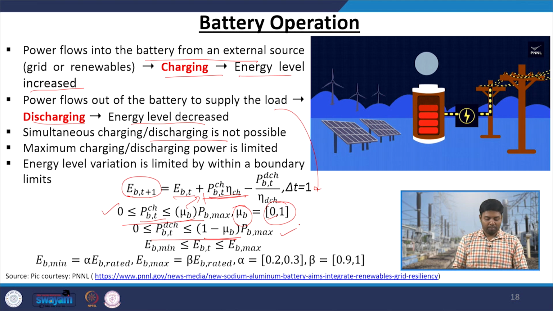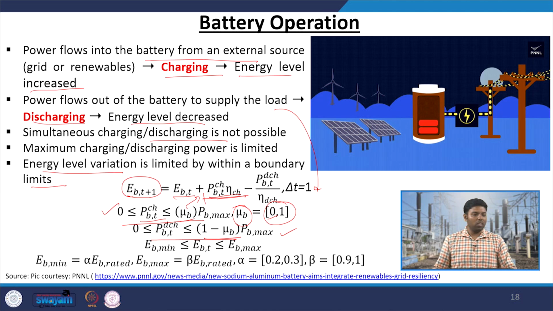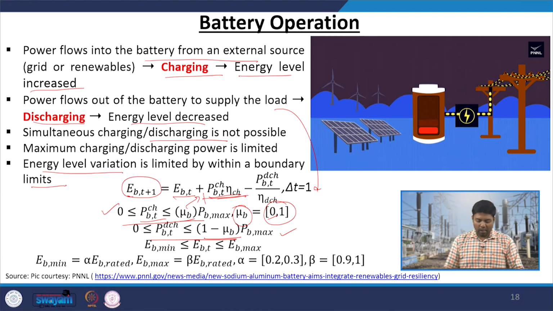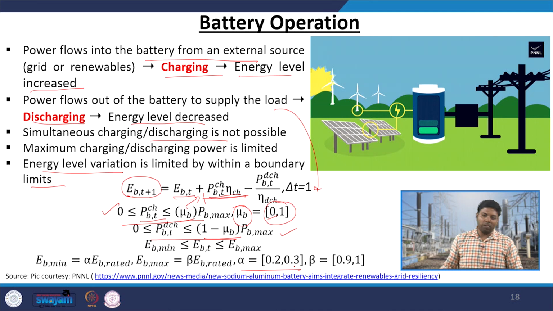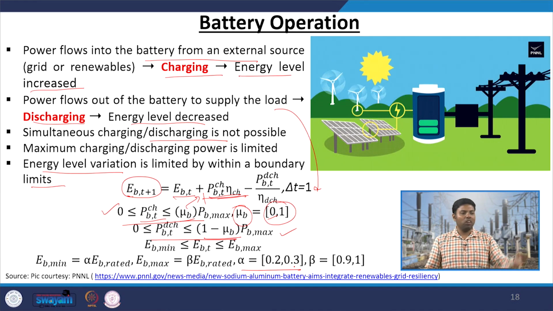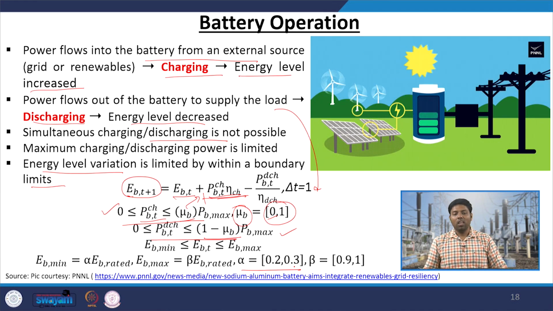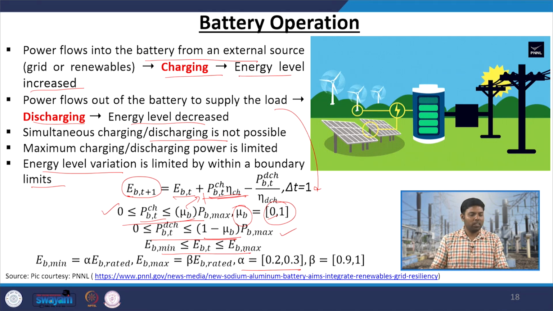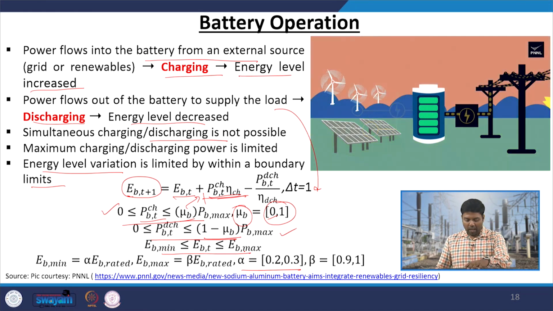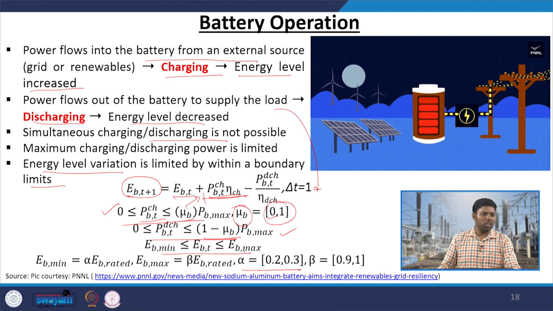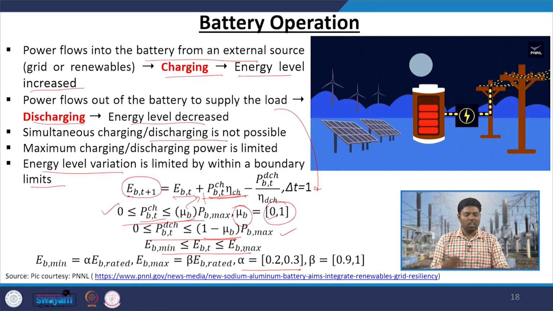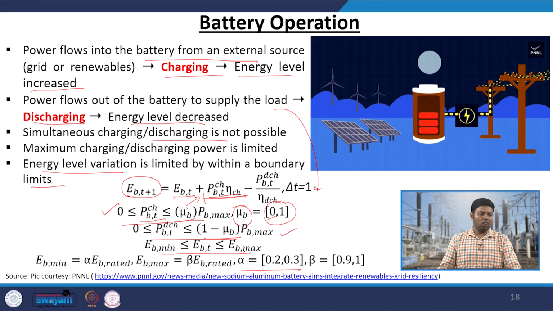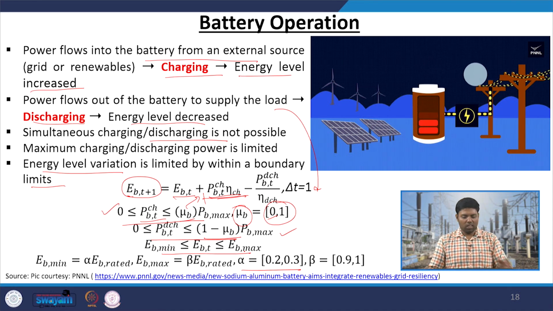Then your energy level, obviously, also needs to be bounded, because your battery capacity is limited and you cannot discharge your battery after a certain point, you cannot make it a 0 energy level, that will reduce the life expectancy of the battery. So, the battery energy must always be between the minimum and maximum energy limit, and that is mostly from 20 to 30% of the battery rated energy to 90 to 95% of the rated energy level.